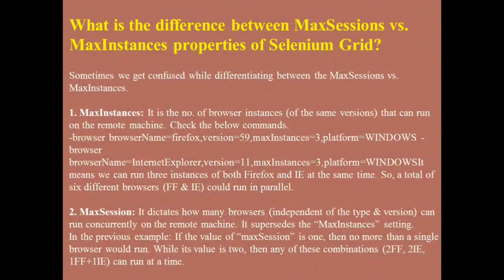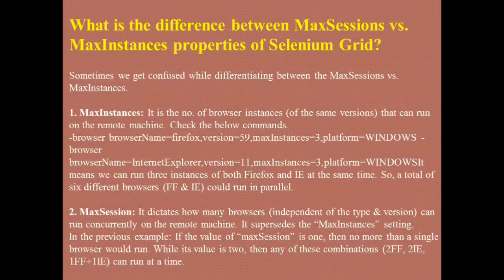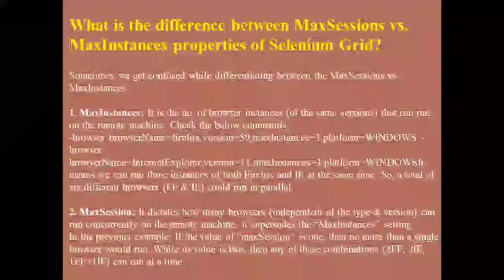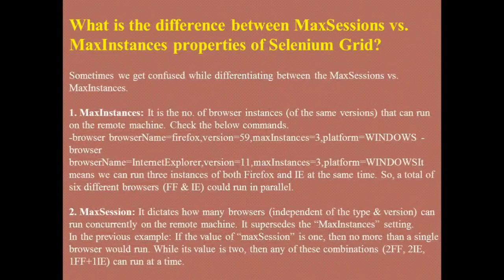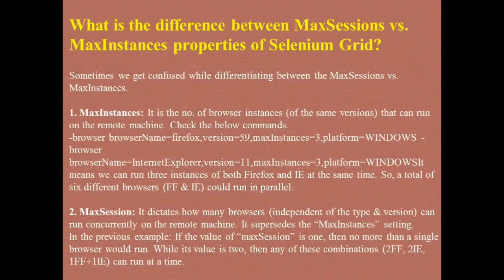Second, maxSession dictates how many browsers, independent of type and version, can run concurrently on a remote machine. It supersedes the maxInstances setting. In the previous example, if the value of maxSession is 1, then no more than a single browser would run. While if its value is 2, then any combination of two, either two Firefox or two Internet Explorer or one of each, can run at a time. So this is the basic difference between maxSession and maxInstances.